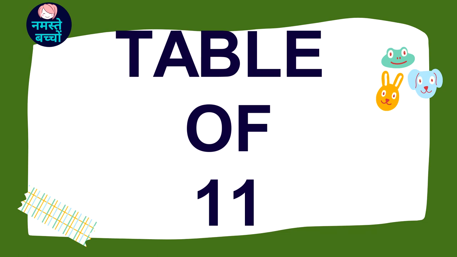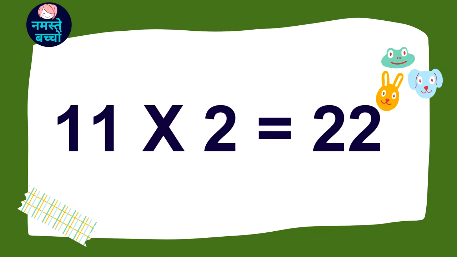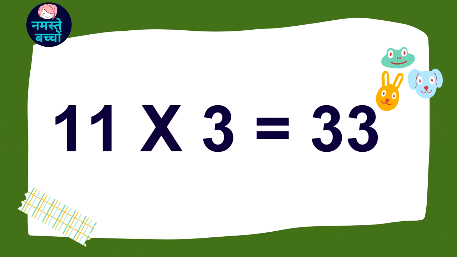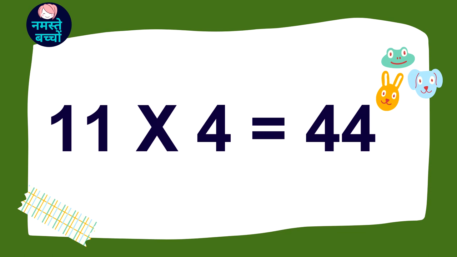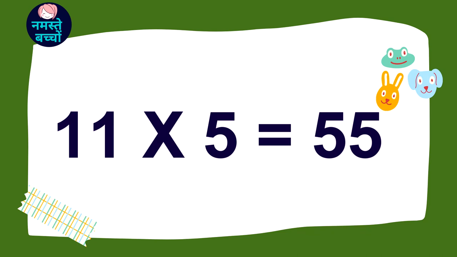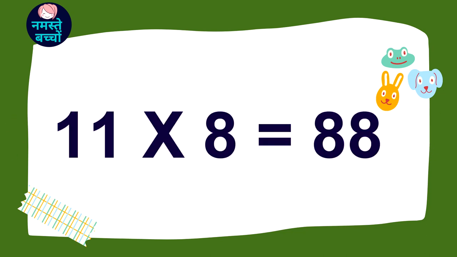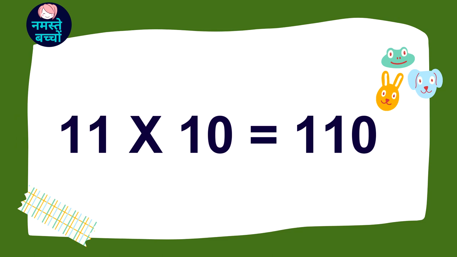Table of 11. 11 ones are 11. 11 twos are 22. 11 threes are 33. 11 fours are 44. 11 fives are 55. 11 sixes are 66. 11 sevens are 77. 11 eights are 88. 11 nines are 99. 11 tens are 110.